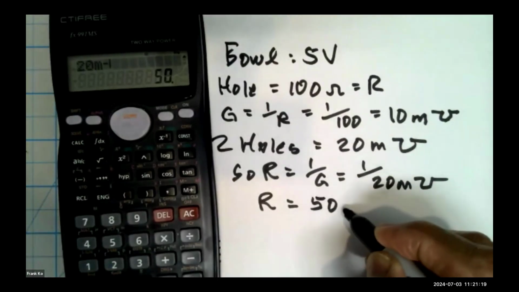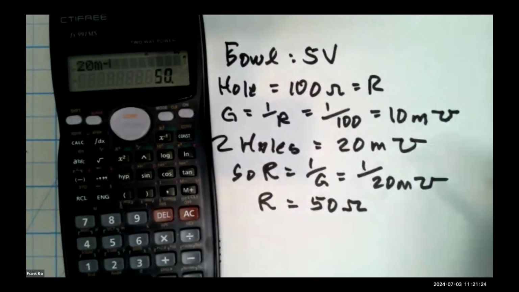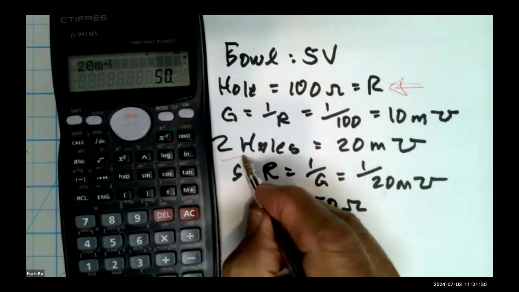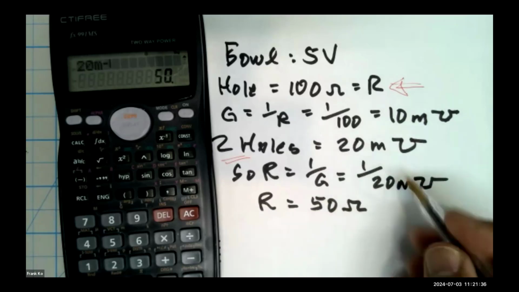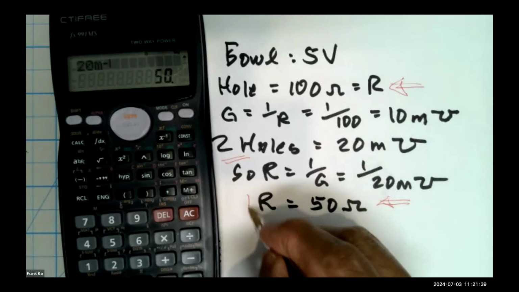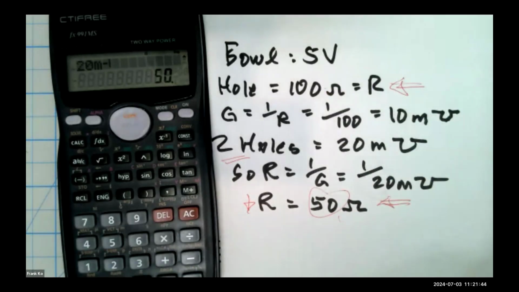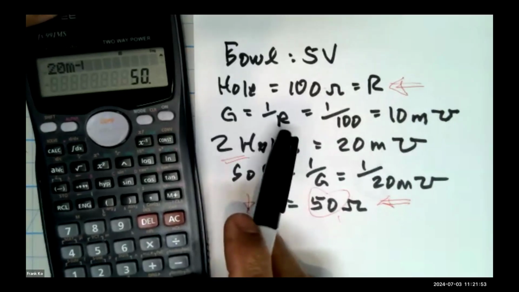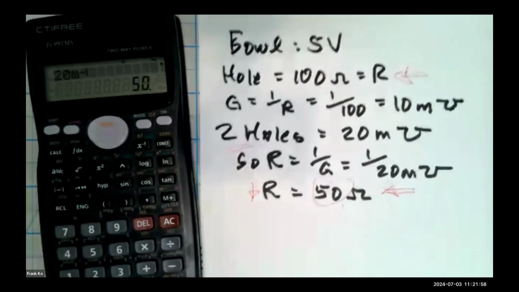So 50 ohms. How does this compare with what we had originally? What we had originally was 100 ohms. By adding a second hole, current has increased, conductance has increased. What has happened to resistance? Resistance has gone down. It's now from 100 to 50. So that's why we have a resistance decrease as we increase pathways in a parallel circuit. So more branches equals more current equals less resistance. I'm going to do one more for you.